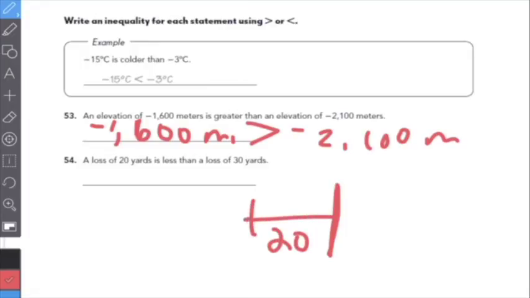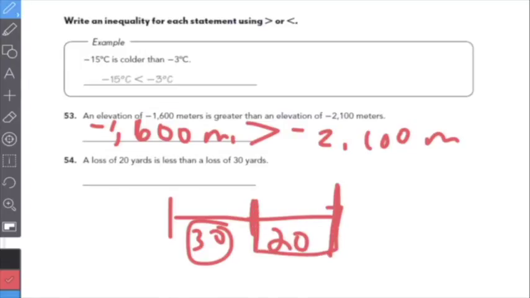And then if you go back 30 yards, 30's further back. So even though we're dealing with negatives, negative 30 is not bigger than negative 20. Negative 20 is bigger. But in the statement, it says negative 20 is less. So it's the loss that's less, not that it's a negative.